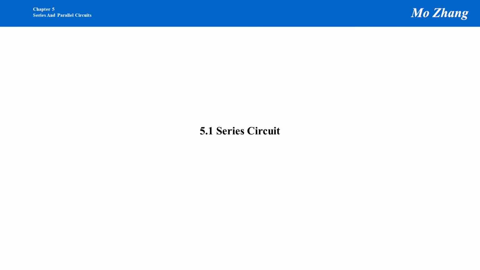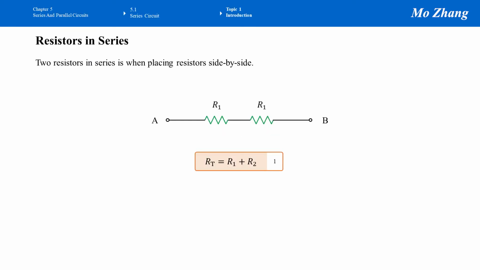5.1 series circuit. So as you can see, if we have two resistors and we connect resistors this way, resistor R1 and R2 connected side by side, this type of connection is called a series connection. In other words, the resistors are connected in series. Most of the time, we want to know what's the total resistance of the system. For resistors connecting in series, the total resistance, RT in this case, equals R1 plus R2's value.